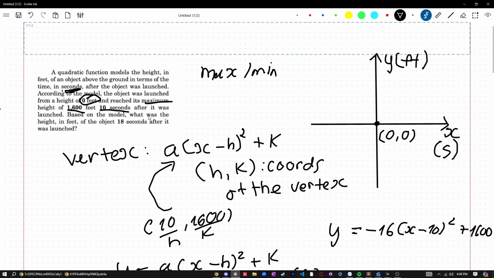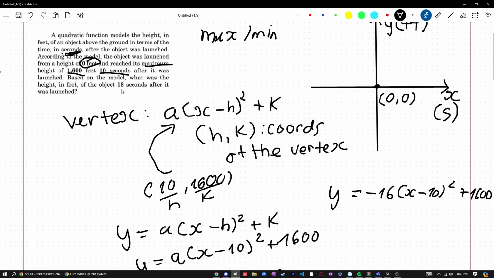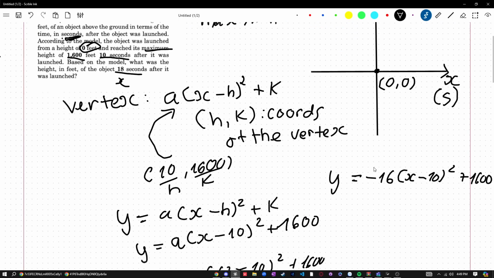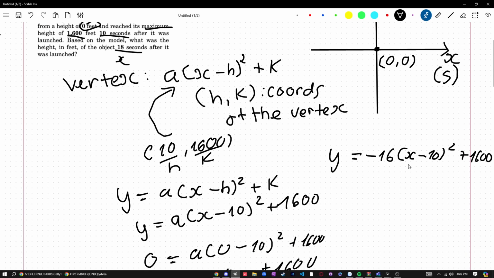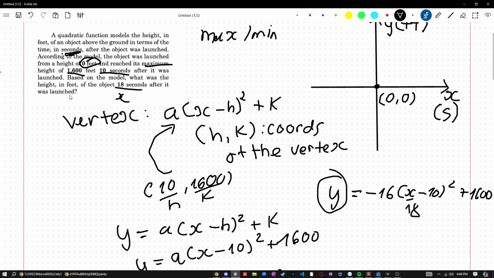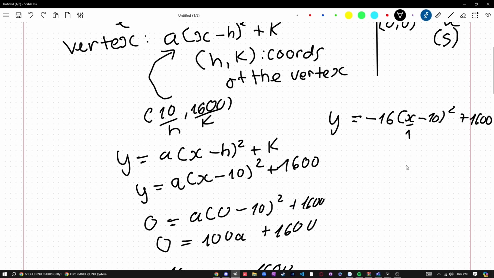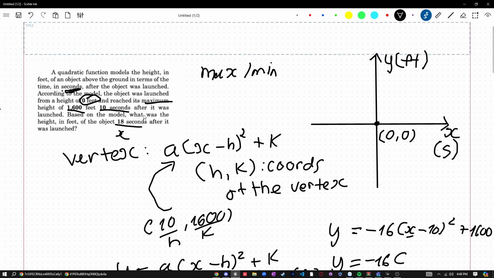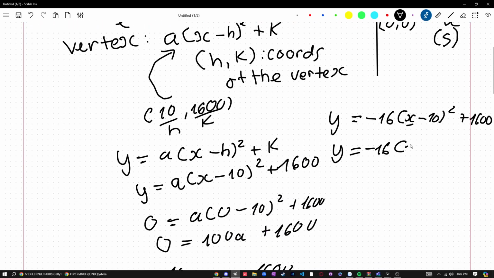And now it asks us the question of what is the height of the object after 18 seconds. 18 seconds is an x value, so we just need to substitute x to be 18 and then find the value of y. That will give us the height after 18 seconds. So I'm just going to substitute it here. y is equal to minus 16 times 18 minus 10 squared plus 1600.